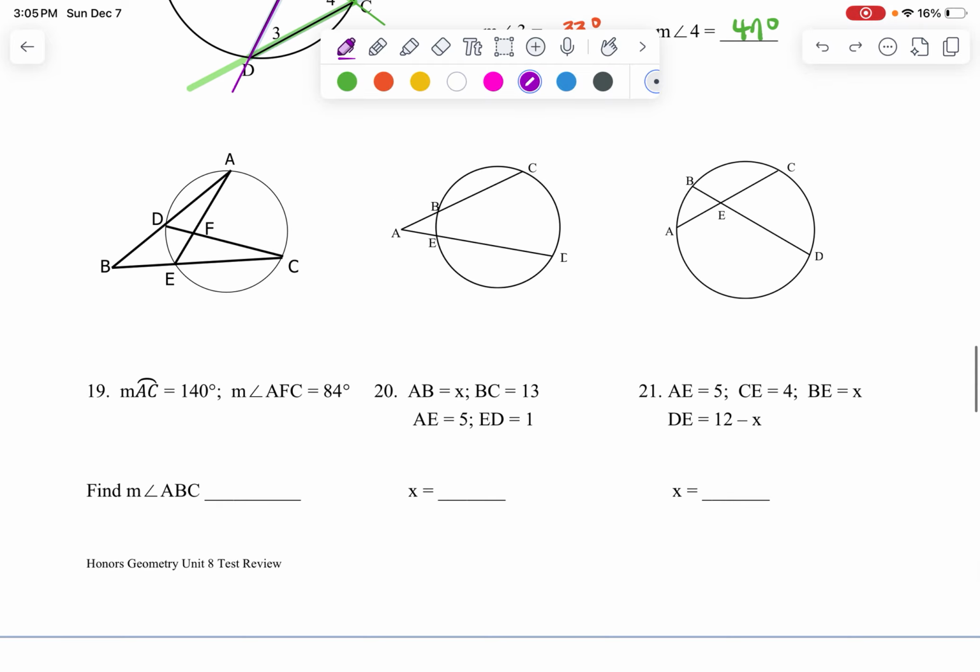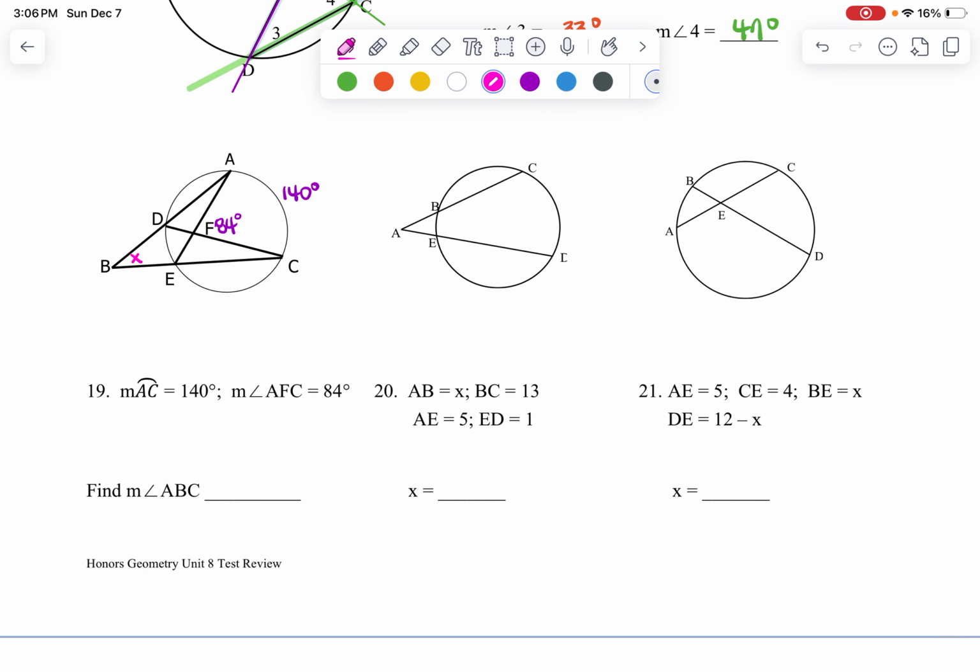All right, here we go super quickly. My iPad is running out of charge. So AC is 140 and AFC, the angle, is 84. Okay. And they want us to find the measure of angle ABC, which is this one.